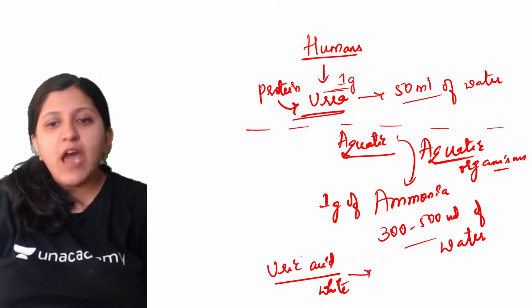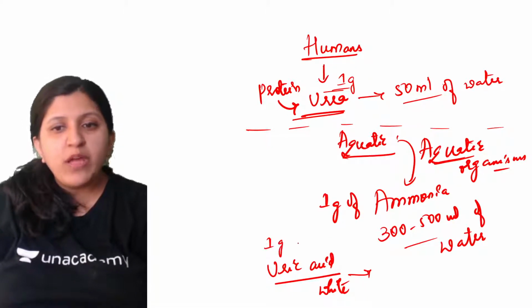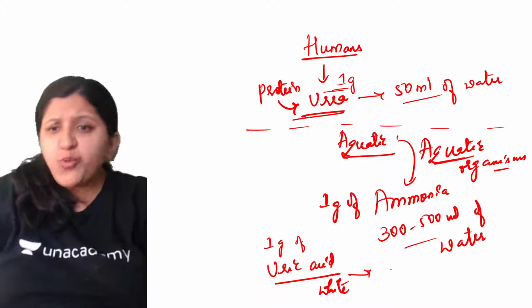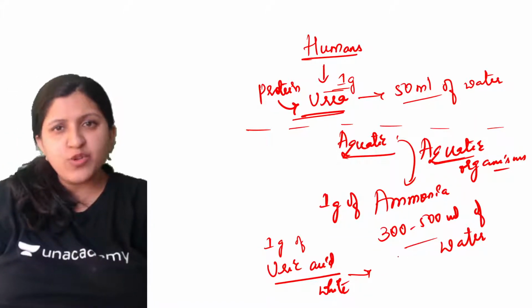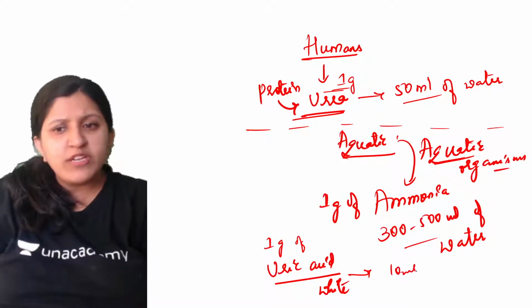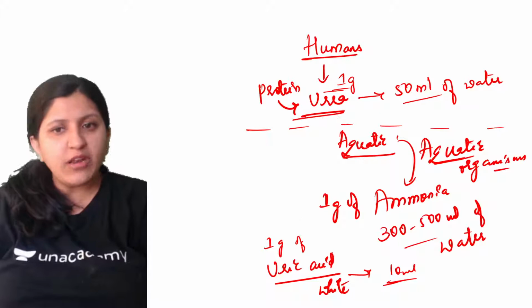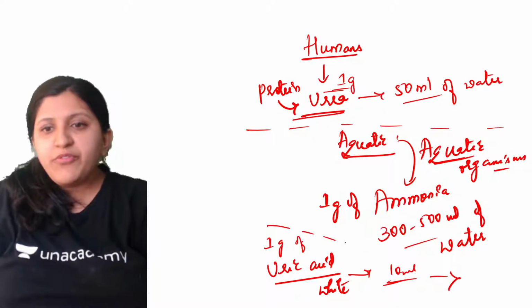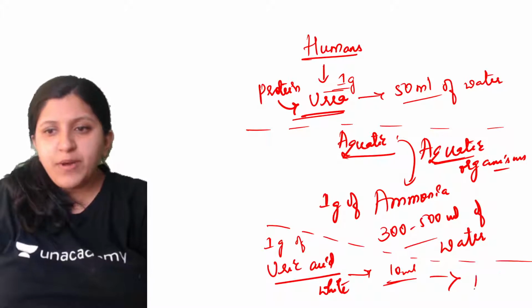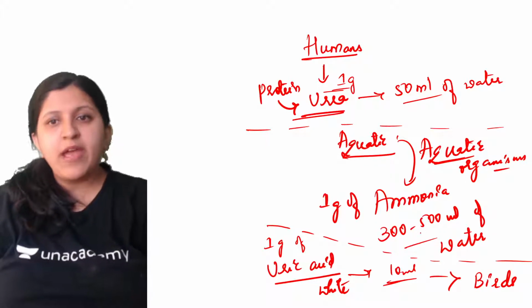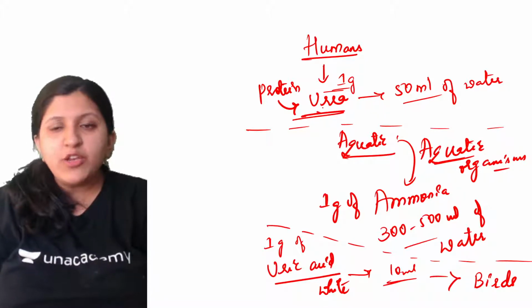Now, to get rid of about 1 gram of uric acid, a very small amount of water is required, not even as much as for urea. About 10 ml of water is sufficient to get rid of 1 gram of uric acid, and this one we usually find in the case of birds. So these are the nitrogenous wastes.